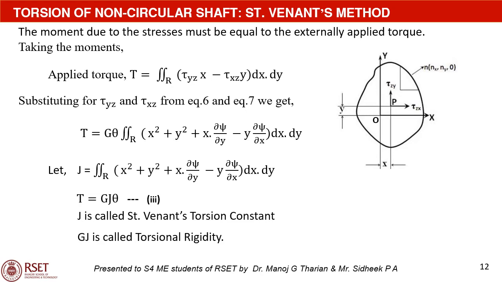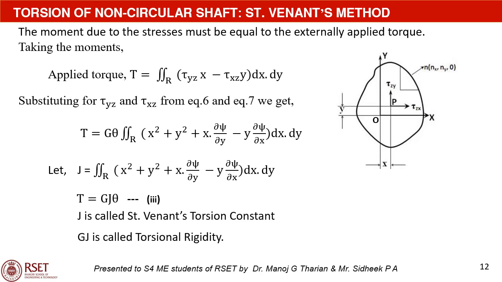Substituting for the shear stresses tau yz and tau xz from equation 6 and equation 7, we get applied torque T is equal to G theta into double integral over the region R of x square plus y square plus x into dou psi by dou y minus y into dou psi by dou x into dx dy.